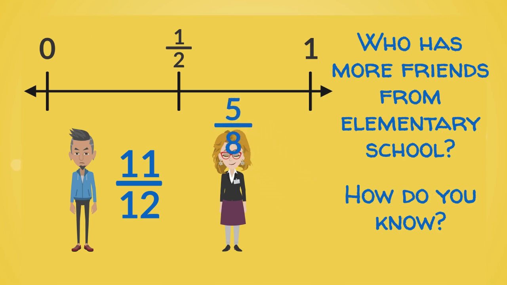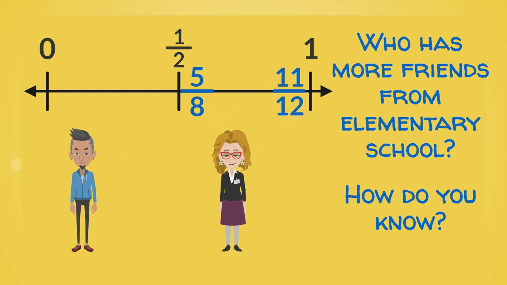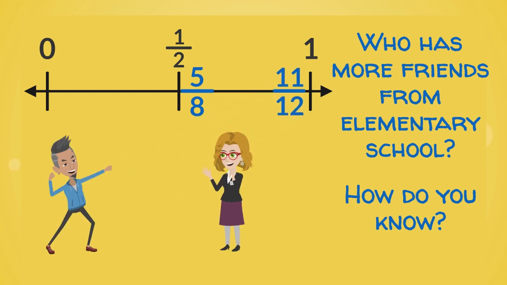5/8 is just a bit more than 1/2. 11/12, on the other hand, is close to 1. Therefore, Van has more friends from elementary school than Christine.